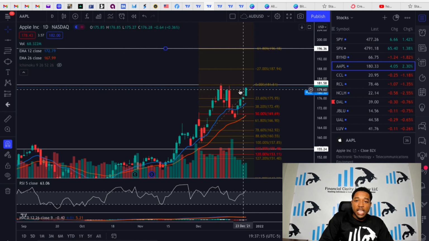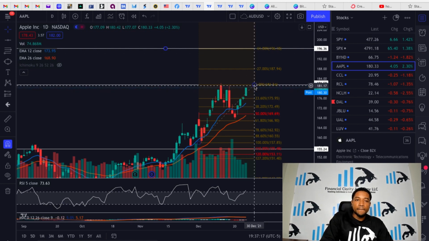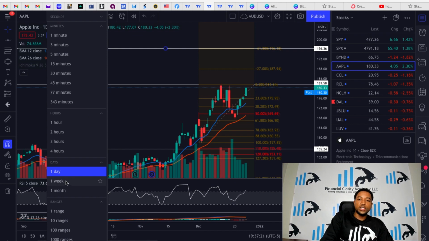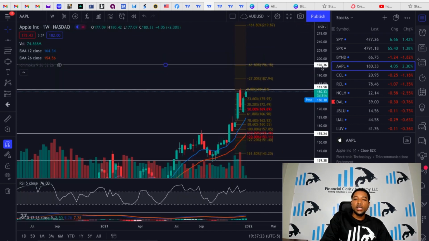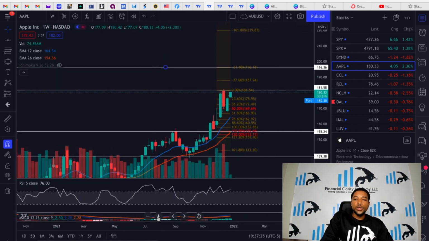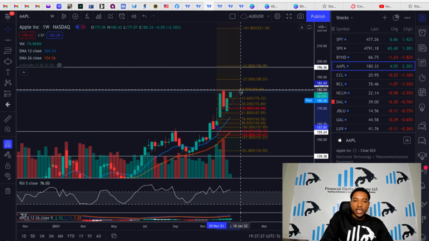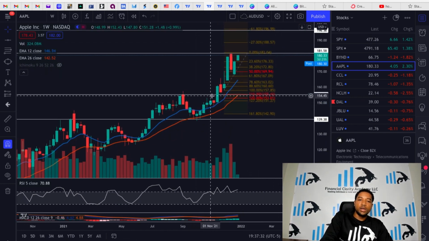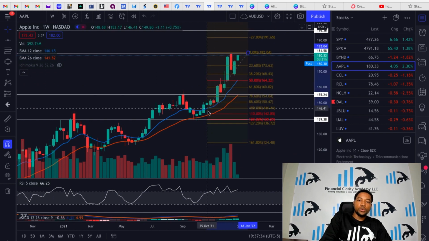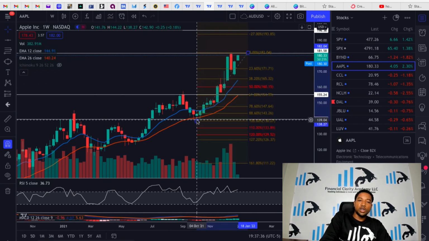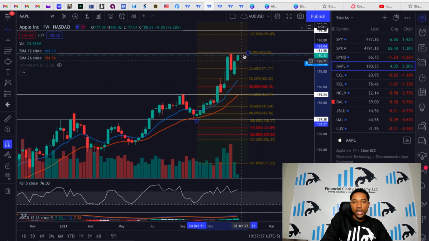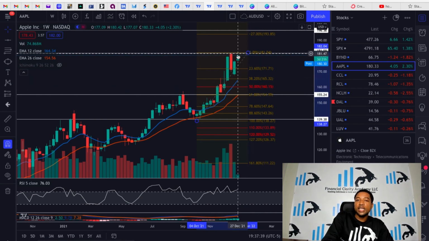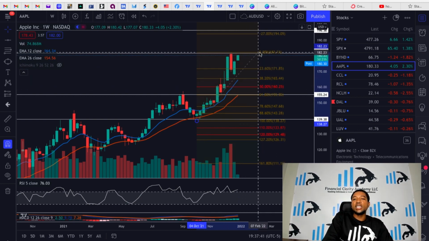If we don't break this area, let me zoom out to the weekly for you, because the weekly and the daily trend is different. I just zoomed in on the daily to show you more. If we don't break this area, I will wait for Apple to pull back to the 50. I'll draw from this swing low to this swing high, and pull back to this 50 to get in. But chances are we are going to break this area.